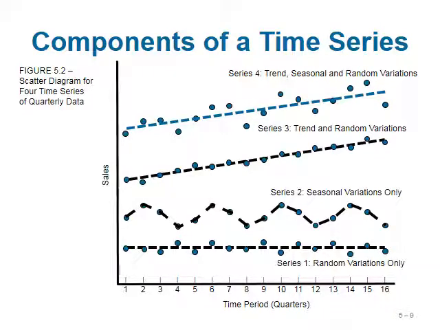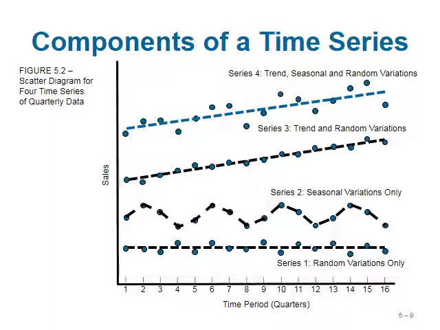Here we can visualize the effects of each of the components of a time series. Going from bottom to top, we start with Series 1, which shows a relatively flat amount of sales with mild, or random, variations. In Series 2, we can see the effects of seasonality, where sales peak in the second quarter of the year.